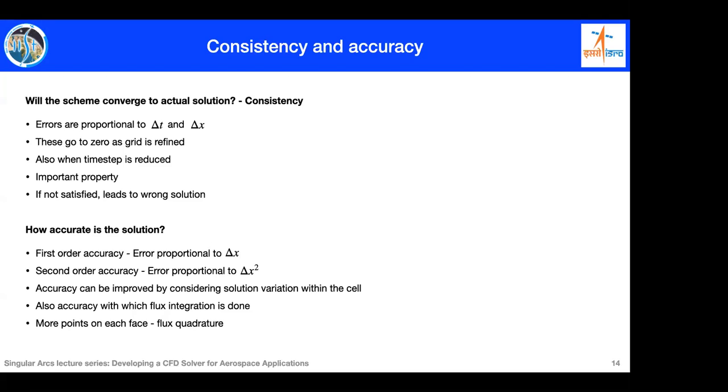Also, there is another type of accuracy. We are now considering flux integration only at a single point. We are computing flux at the face centroid only. But if we compute at multiple points, like a quadrature, say 2 points, 3 points, 4 points, then again that integral accuracy will increase. So this gives rise to other types of methods, like higher order methods and so on. That I will not go into.